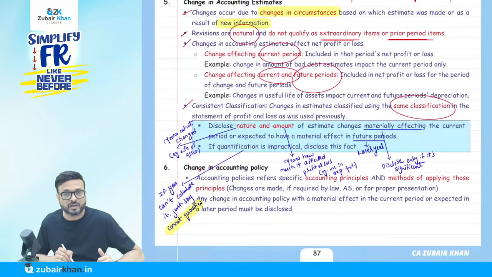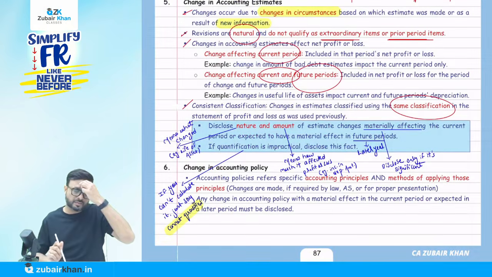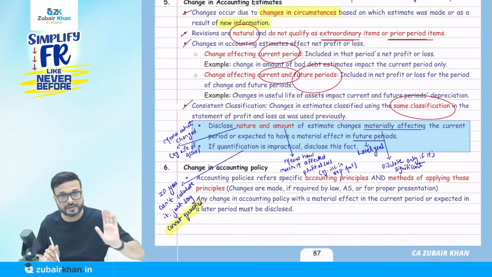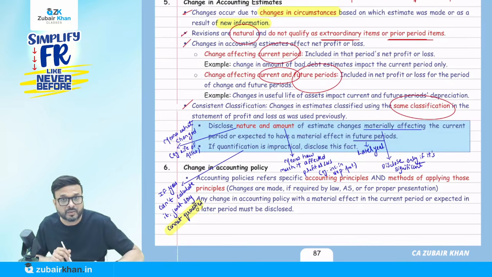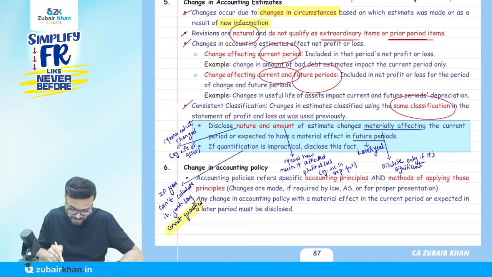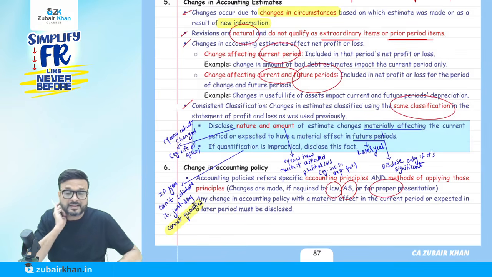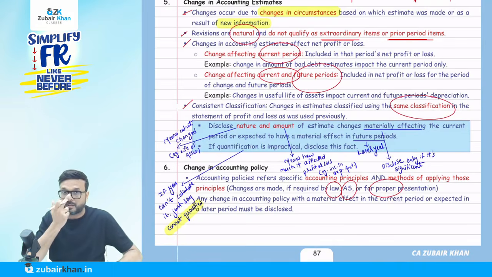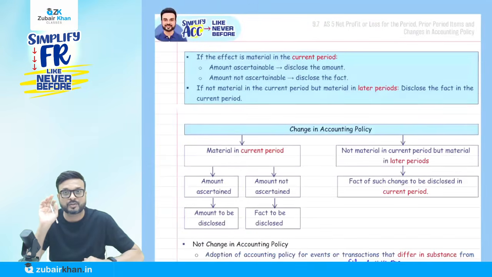Accounting policy refers to specific accounting principles and methods of applying those principles. Can we change the accounting policy? Yes, we can change it if it is required by law, or if an accounting standard says to change it, or for proper presentation. We discussed these three points in ES1. Any change in accounting policy with a material effect in the current period, or expected to have one in a later period, must be disclosed. Now, how to disclose that here?